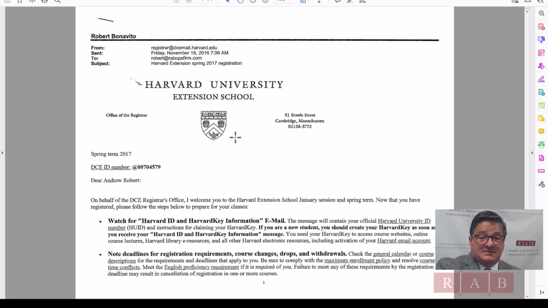This is the acceptance letter. This is November 18th, right? This is when I was accepted. On behalf of the registrar, I welcome you to Harvard University.